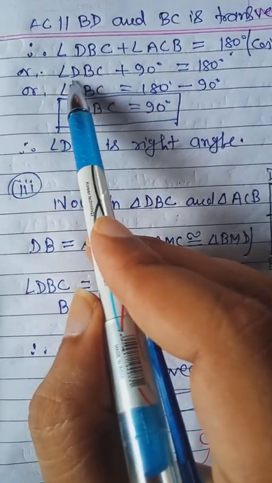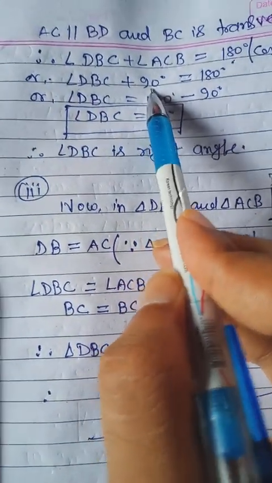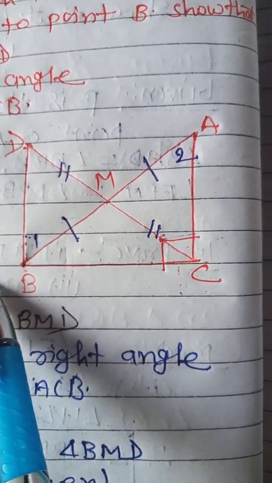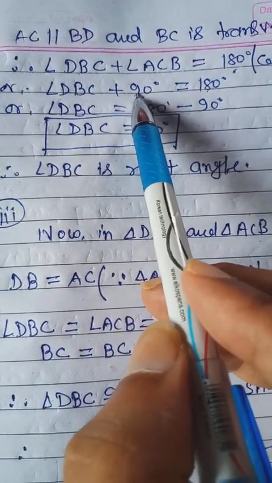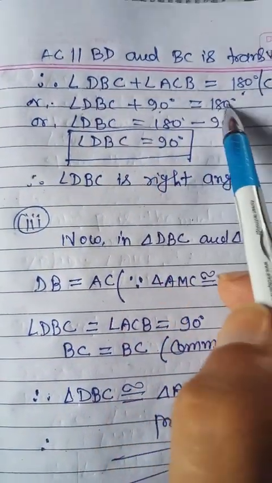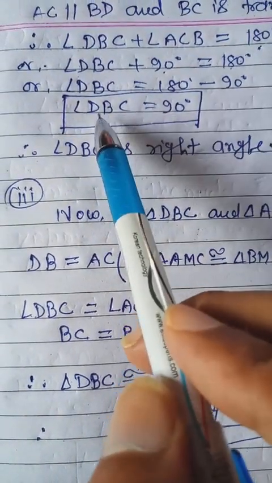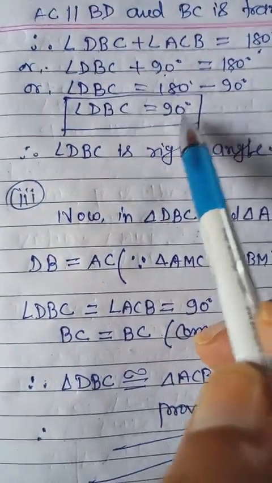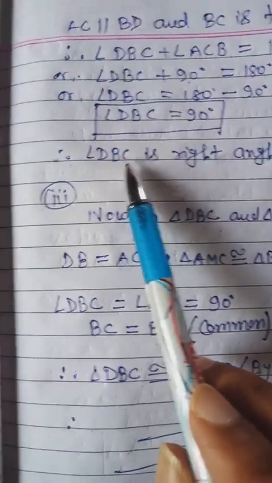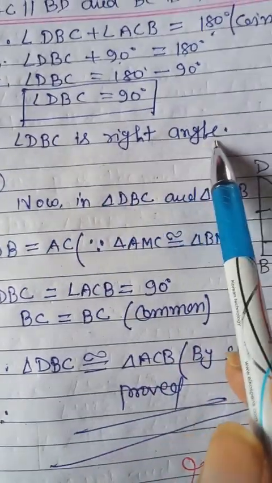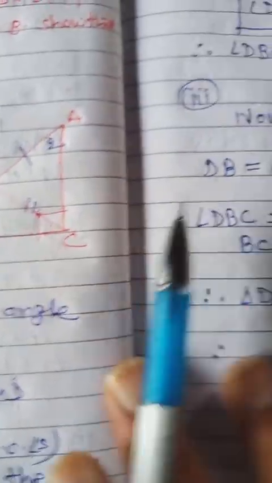So angle DBC plus 90 degrees is equal to 180 degrees. Why? Because triangle ABC is a right triangle at point C. So this is the value of 90 degrees. Side change, angle DBC is equal to 180 minus 90 degrees. So angle DBC is equal to 90 degrees. Hence we say that angle DBC is a right angle. This is the second proof.